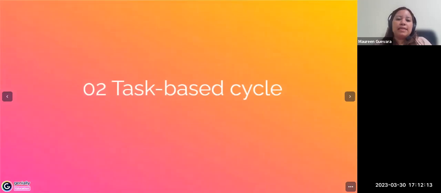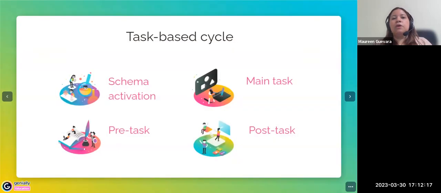Now, let's talk about the cycle. Maybe you have heard about it. And here at the university where I worked, we came up with one extra step for the cycle that is called the schema activation. So we're going to talk about the schema activation. We are going to talk about pre-tasks, main tasks, and post-tasks, and we're going to go one by one. And the idea is that I'm going to give you some examples of how to implement it. Remember that this is a cycle, okay? So we are going to just go one by one.